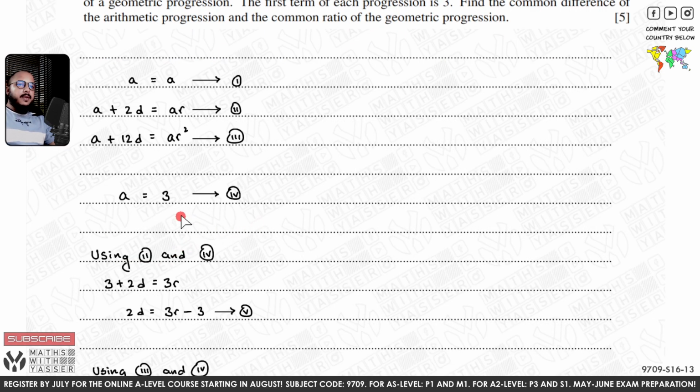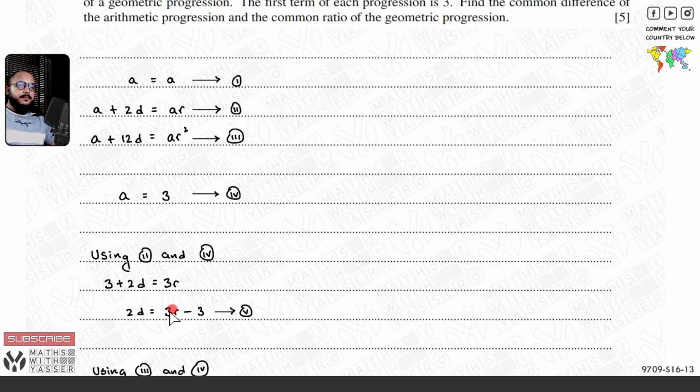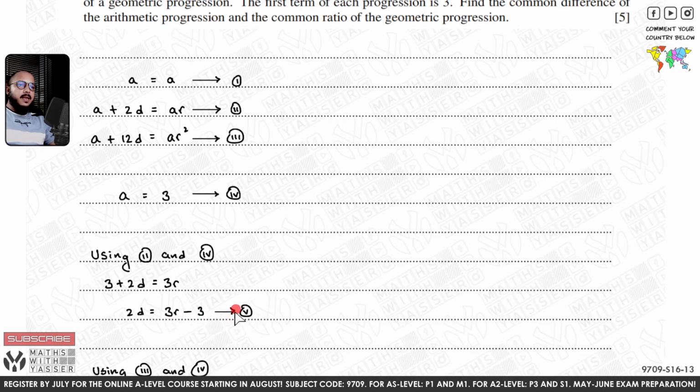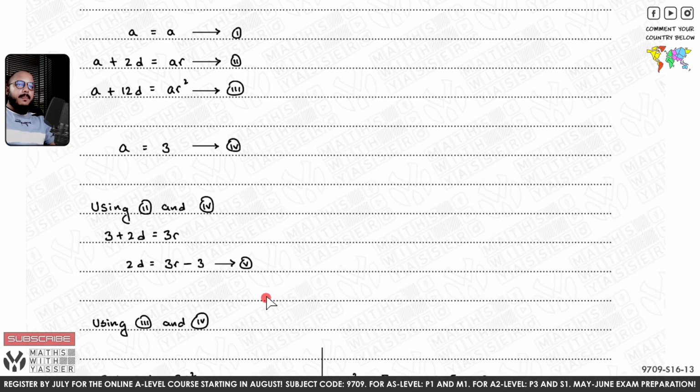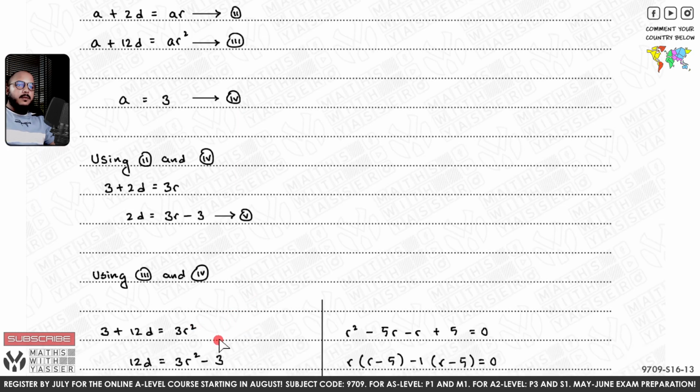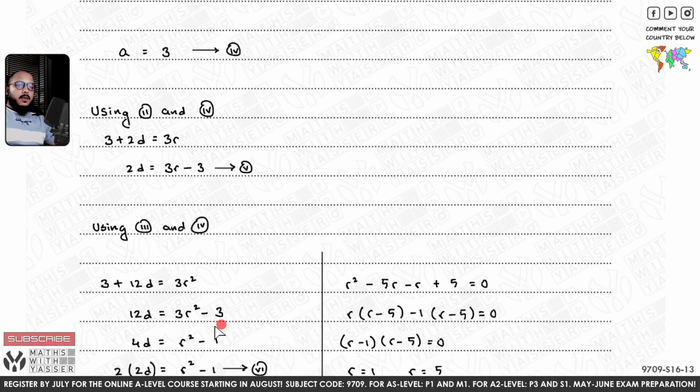It's also given that the first term of each progression is 3, so a is equal to 3. So we can substitute this value into the second equation, and we get 3 plus 2d equals 3r. So 2d is equal to 3r minus 3, and let's call this equation number 5. Now with the help of equation number 3 and 5, 3 plus 12d, now we know that a is 3, plus 12d equals ar squared, where a is 3.